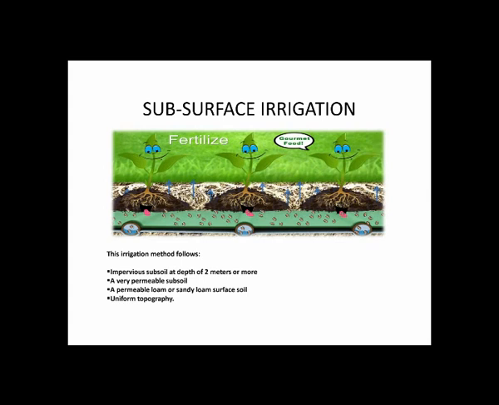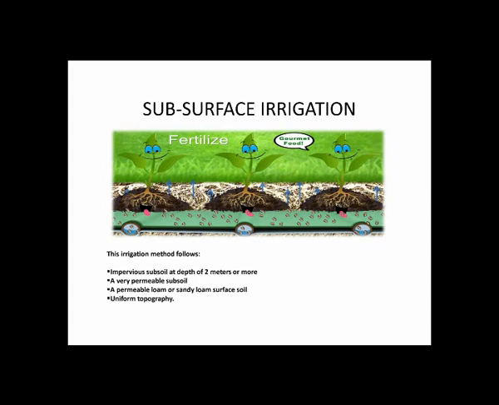Now let's discuss subsurface irrigation. As the name suggests, subsurface irrigation is the practice of applying water to soils directly under the surface. Moisture reaches the plant roots through capillary action. The conditions which favor subsurface irrigation include 1. Impervious subsoil at depth of 2 meters or more. 2. A very permeable subsoil. 3. A permeable loam or sandy loam surface soil.